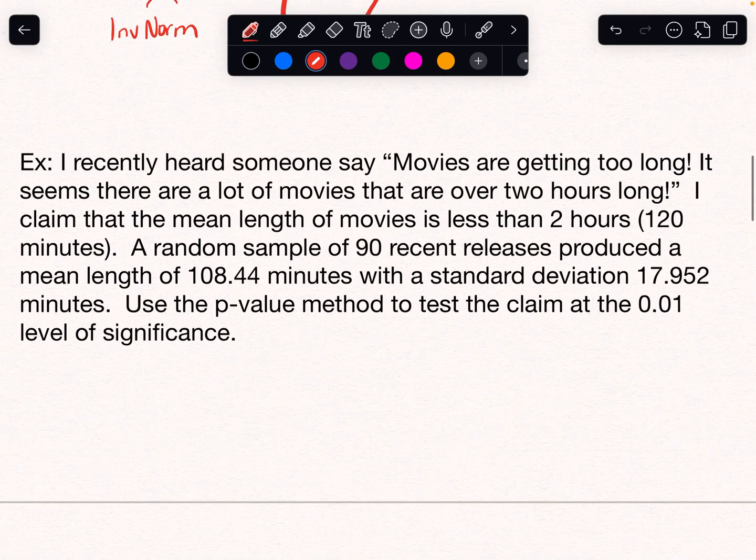Here's our example. So I recently heard someone say movies are getting too long. Seems that there are a lot of movies that are over 2 hours long. I claim that the mean length of movies is less than 2 hours or 120 minutes. Random sample of 90 recent releases produce a mean length of 108.44 minutes, the standard deviation of 17.952 minutes. Use the p-value method. Great. P-value method. All right, so get us started.